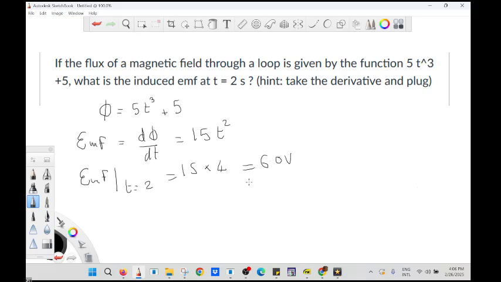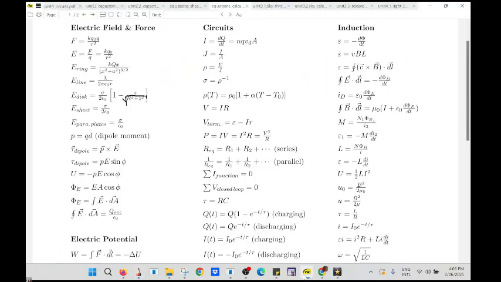So it's just a way to check if you know how to use your equations here. See, this is this equation there.